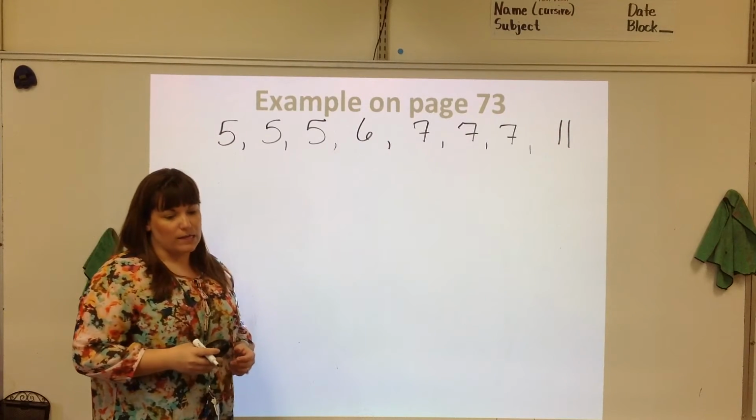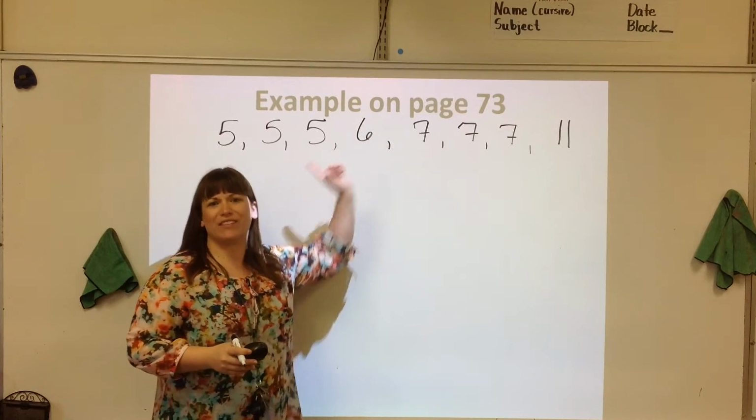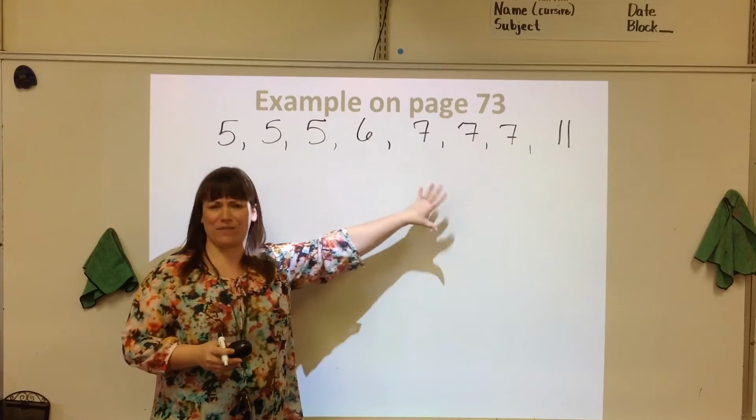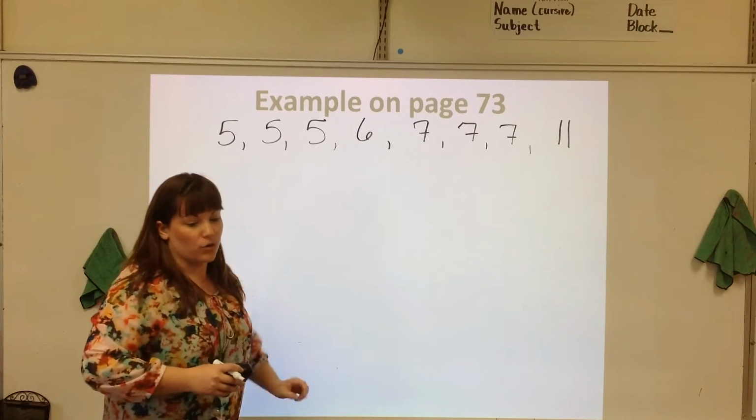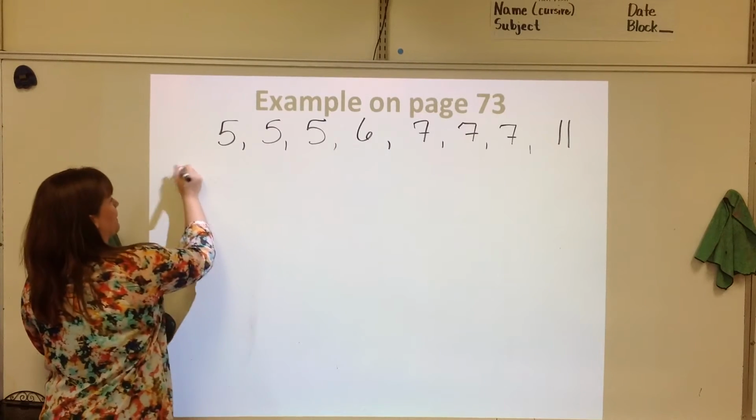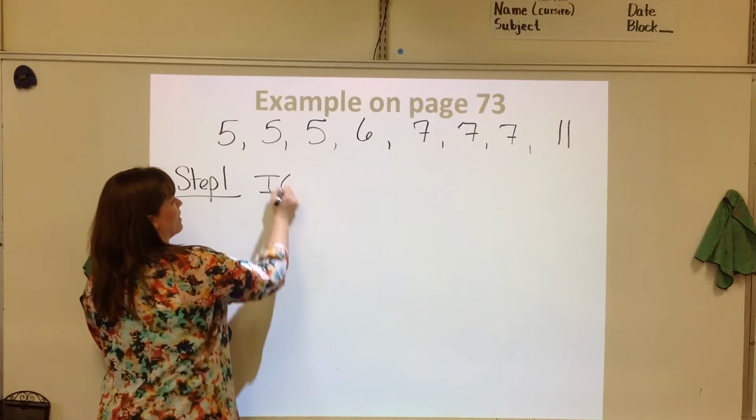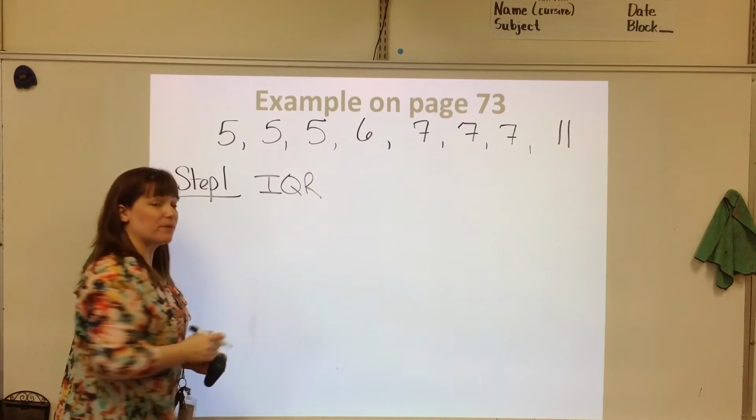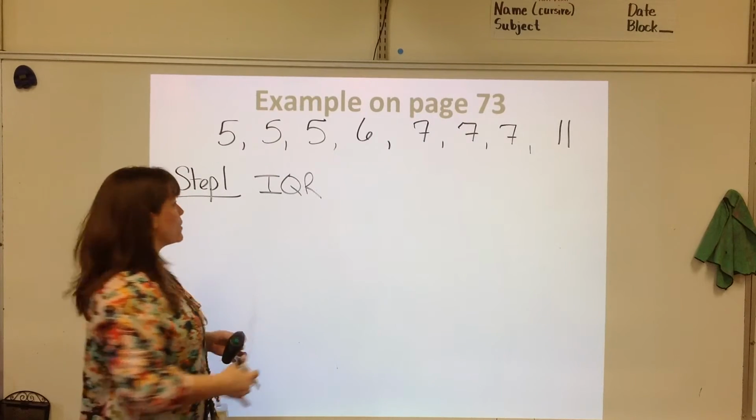So most of the numbers seem to cluster around 5, 6, and 7. Now we have that odd guy, 11. We have to find out if he is an outlier. Let's call him an 8. In order to do that, we have to find the IQR. So step 1 is to find the IQR. Now, quick review from last time. In order to find the IQR, we have to find the median first.